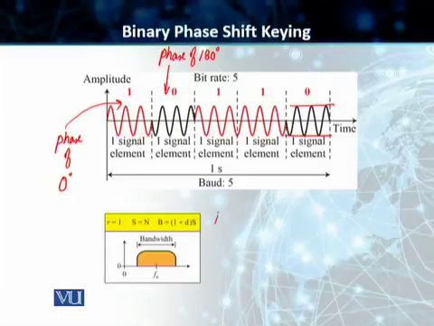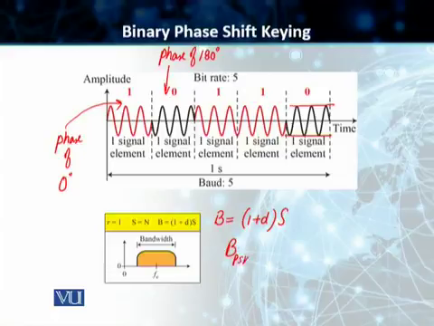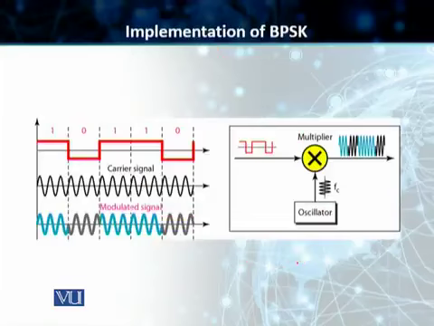Students, the bandwidth is exactly the same as that of ASK. So the bandwidth of PSK, binary PSK, binary because it just uses two signal elements, 0 and 1, is equal to the bandwidth of ASK, and it's lesser than the required bandwidth of FSK, frequency shift keying. अब students, देखेंगे implementation binary phase shift keying की.